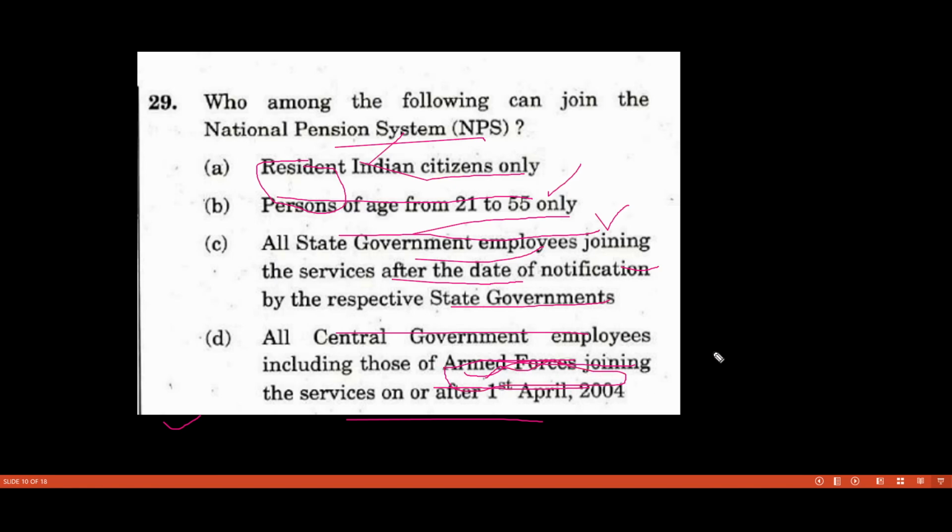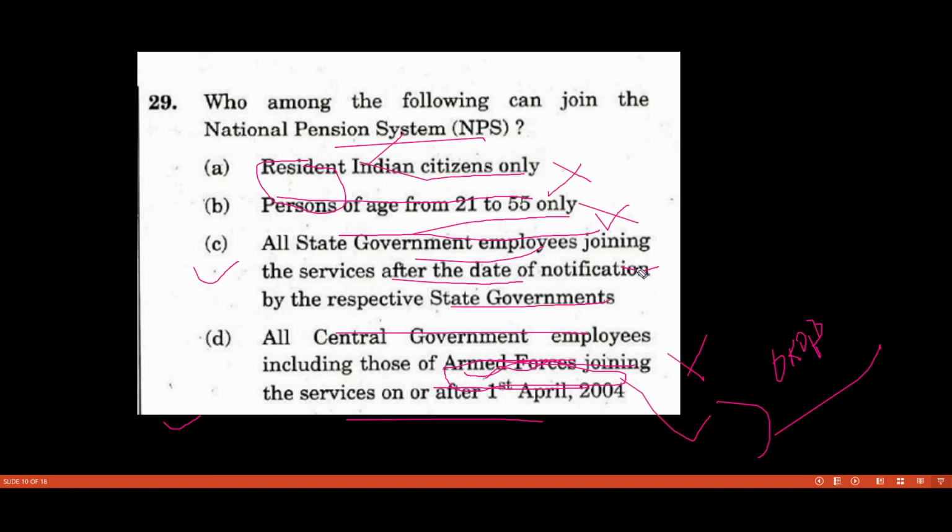So when armed forces is given here, this statement automatically becomes wrong. This statement automatically becomes wrong because we know that armed forces are fighting for one rank, one pension. The pension system in armed forces is definitely different than for the regular government civil employees. So here our answer was C.